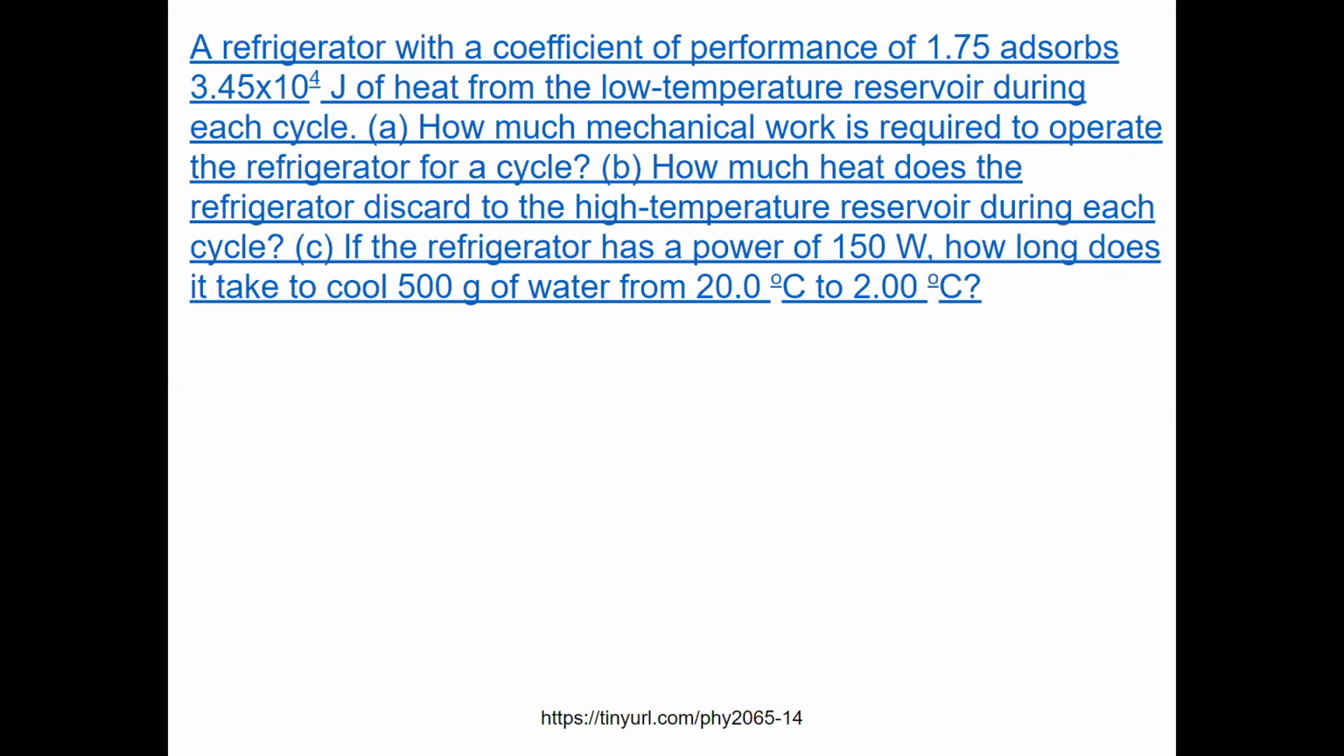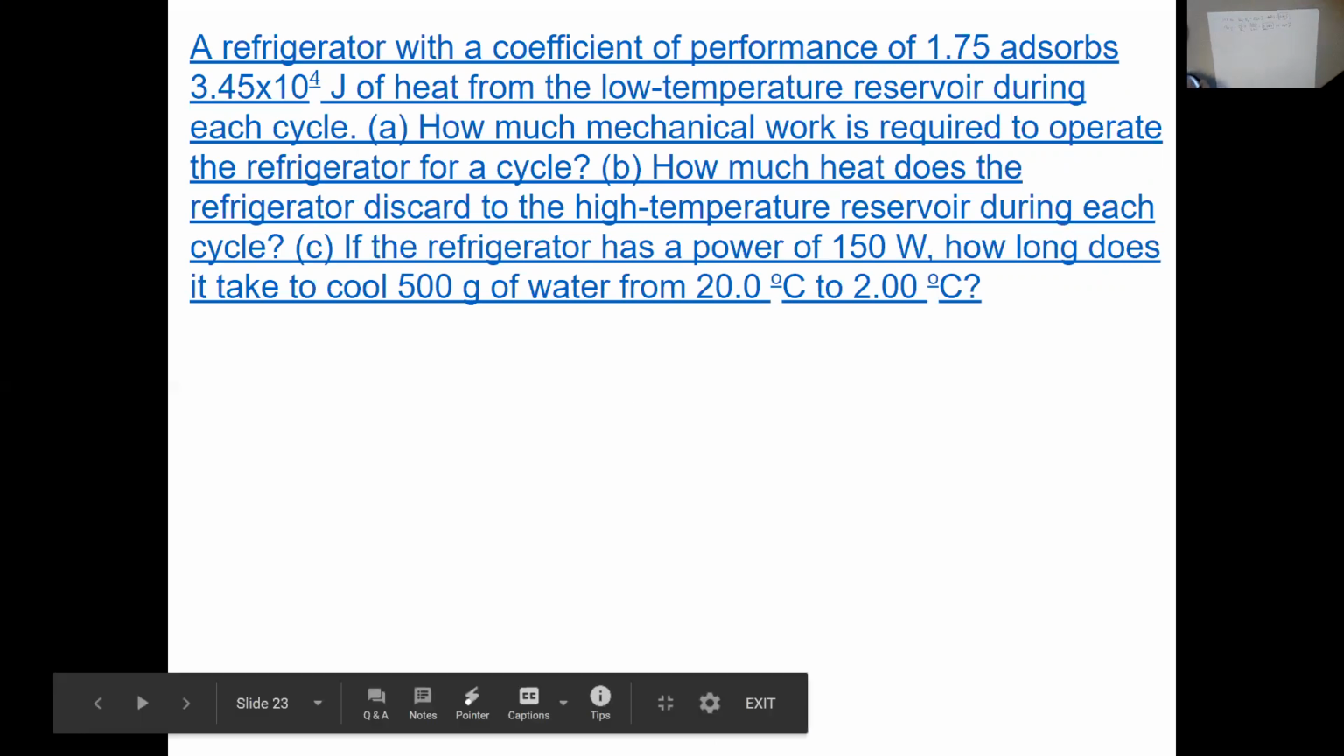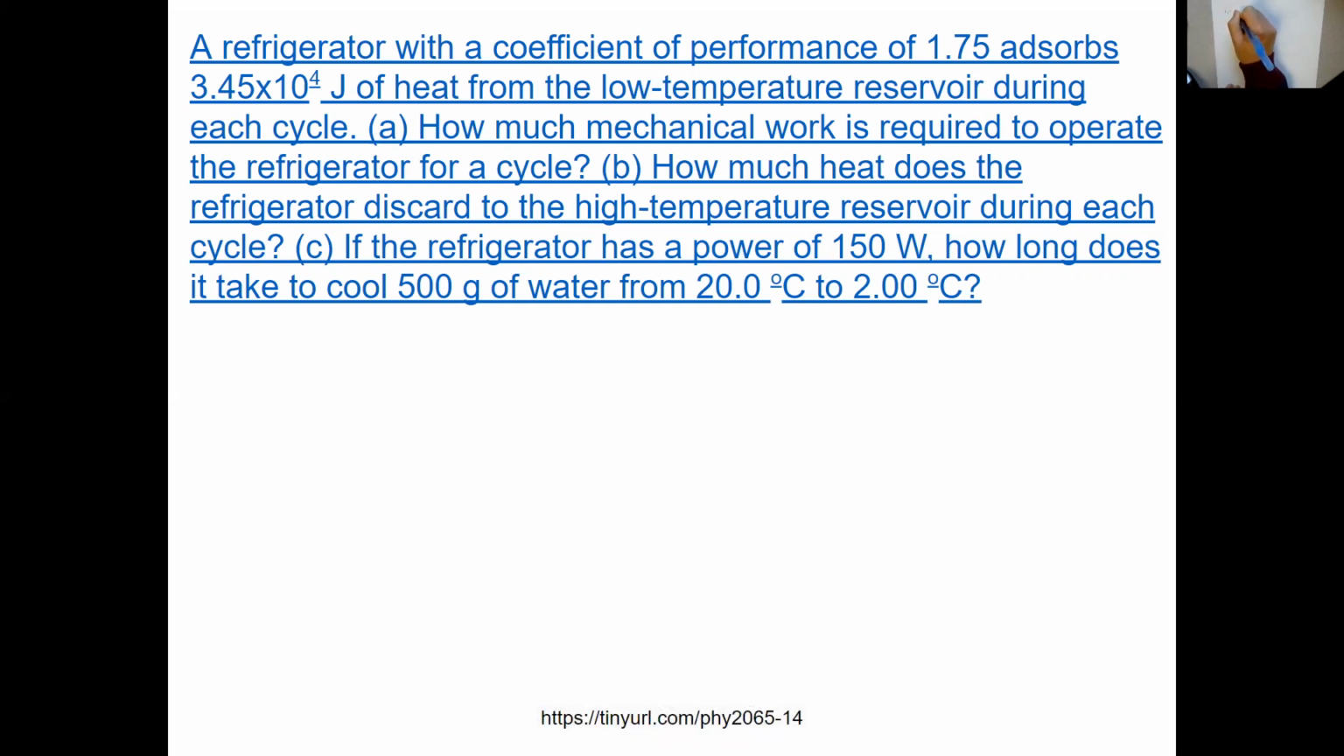So let's take a look at an example of a refrigerator here. It says a refrigerator with a coefficient of performance of 1.75 absorbs that amount of heat from a low temperature reservoir. So what we know here is that for this refrigerator, the K sub R, or COP, is equal to 1.75.